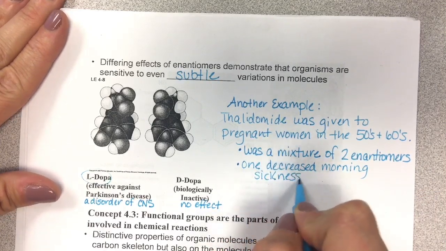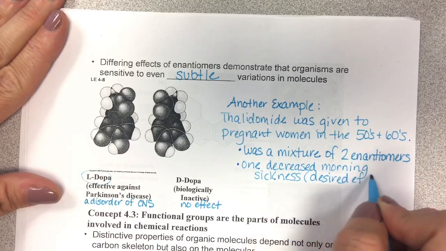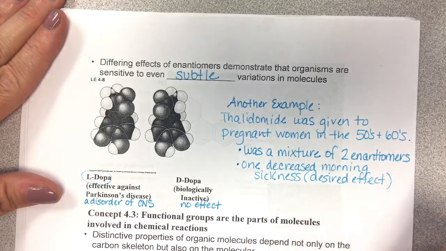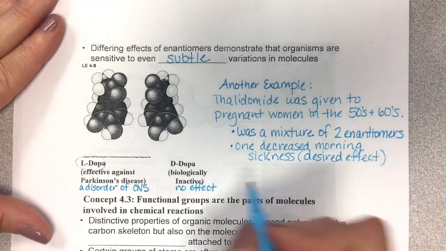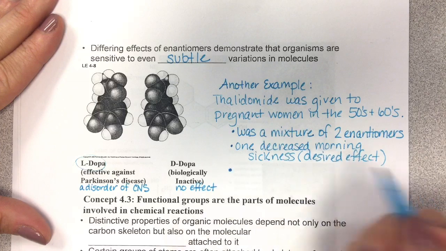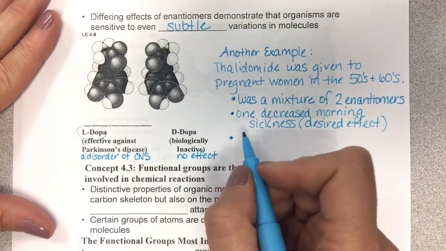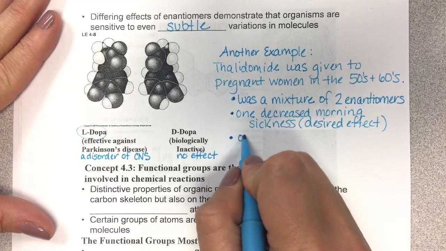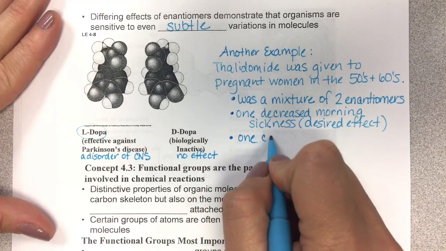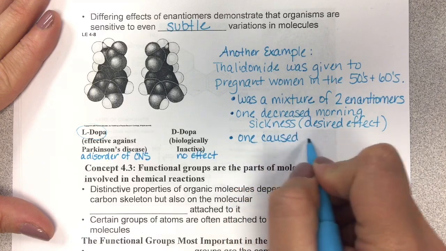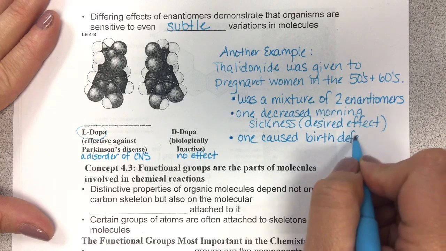And that was the desired effect of giving people the drug, to help them reduce that morning sickness and feeling of nausea in the morning, and can therefore, if they had a job, do what they needed to do. But the other enantiomer that was also mixed in here, they figured out eventually, caused birth defects. So clearly not a good effect.